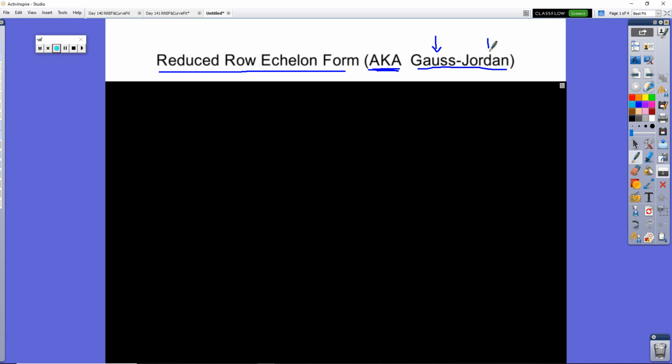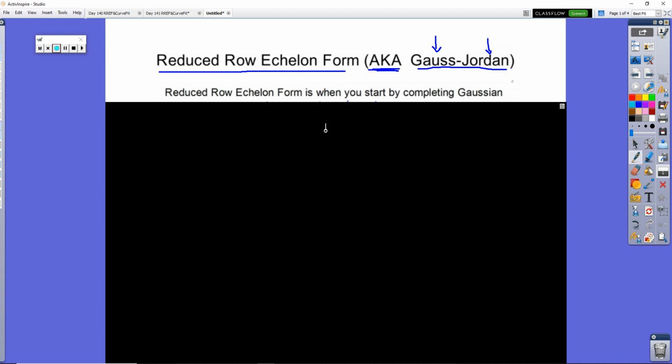There was a second mathematician who came along later, and his name was Jordan, and he wasn't entirely happy with the Gaussian process. Particularly, Jordan wasn't happy with the fact that you had to put the letters back in to the equations at the end to find the solutions. So he invented a technique which piggybacks onto the Gaussian elimination process to actually eliminate everything in the coefficient matrix except for the diagonal of ones. So let me give you the explanation of how this works.